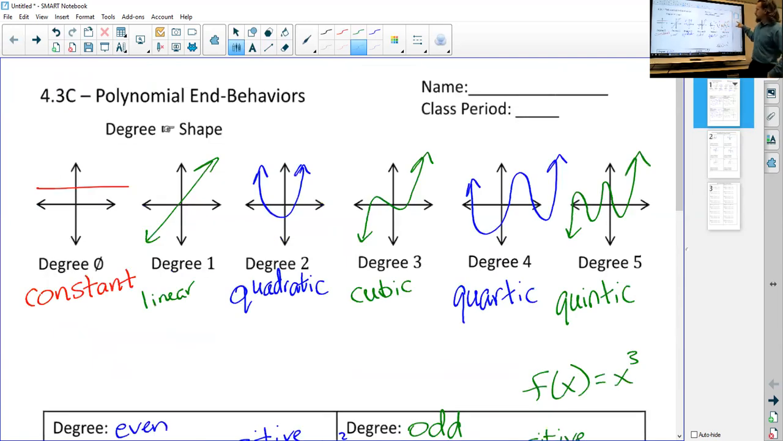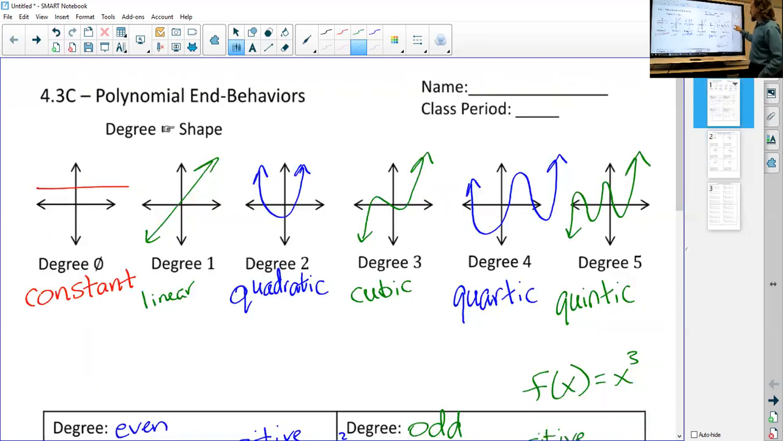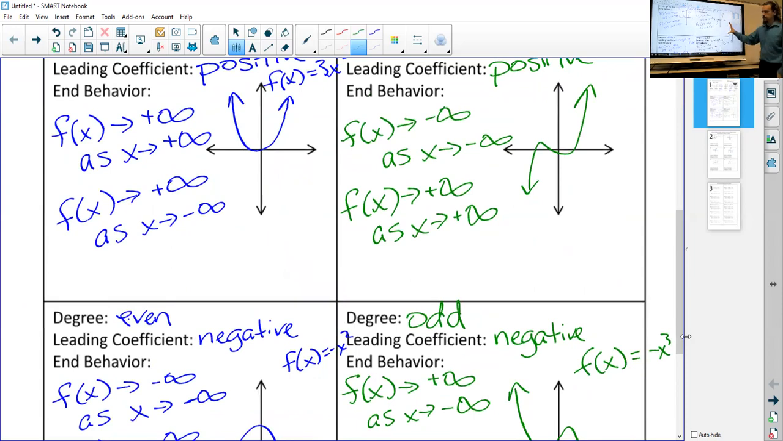But really, you're just looking at the endpoints. If you see them going the same way, it's got to be even. If they're going opposite ways, one's up, one's down, then it's odd. And then to know negative or positive, we just look back to our four rules here. Every case you're going to see is going to fit into one of these four categories.